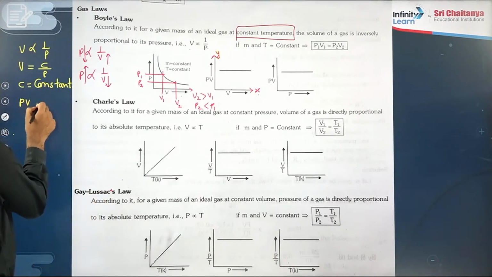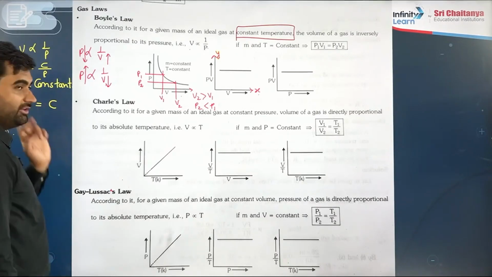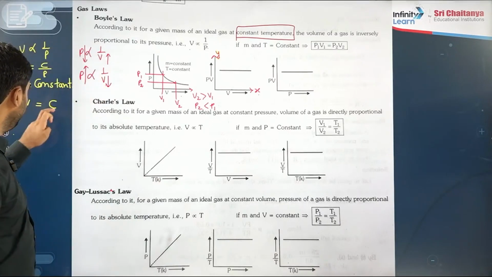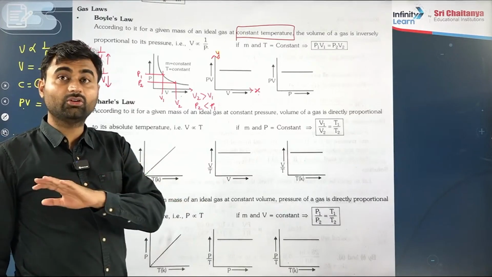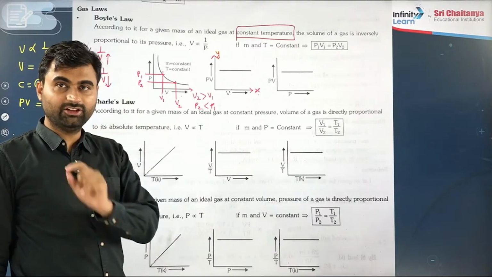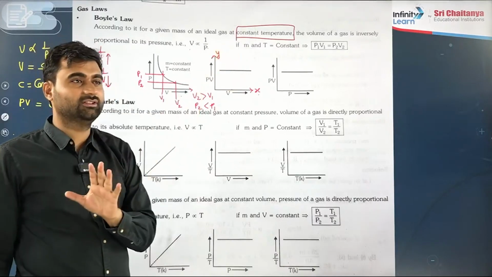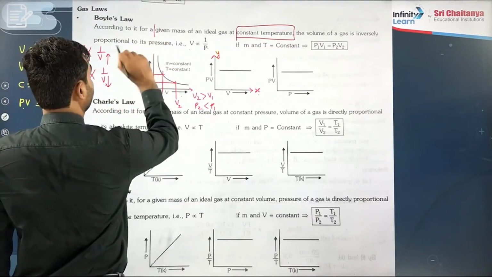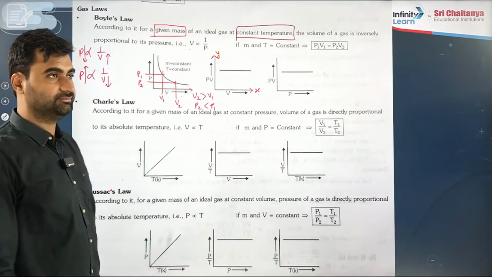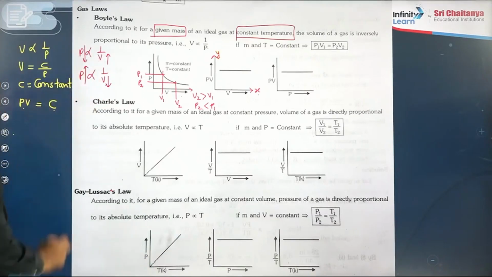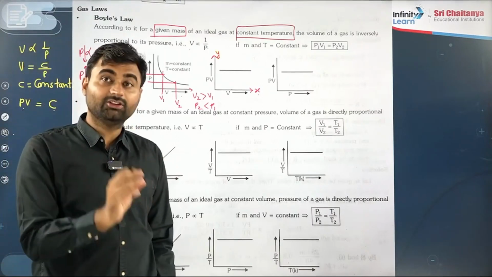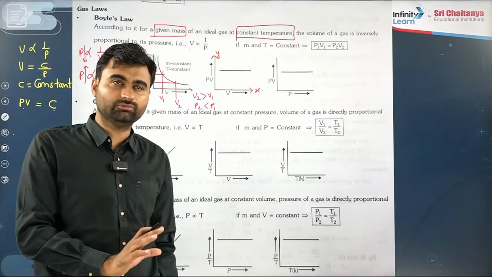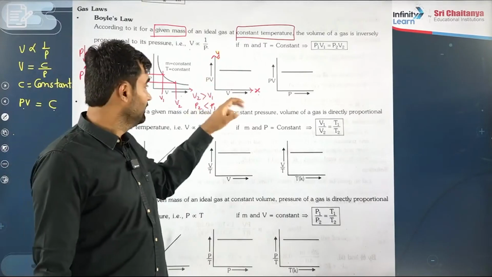So PV equals constant. PV equal to constant means the product of pressure and volume is not changing. Whatever you do, it will remain constant at constant temperature. And for a given mass of an ideal gas, you also have to remember that the mass of the ideal gas must be constant. Both are the conditions. Is it clear? So PV is constant. Whether you increase pressure or decrease volume, or increase volume or decrease pressure, whatever you do, PV will not change.